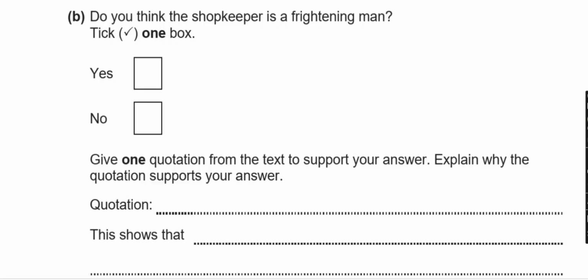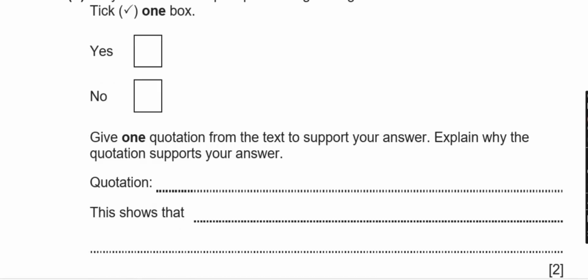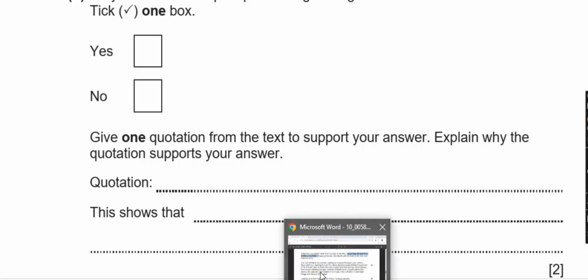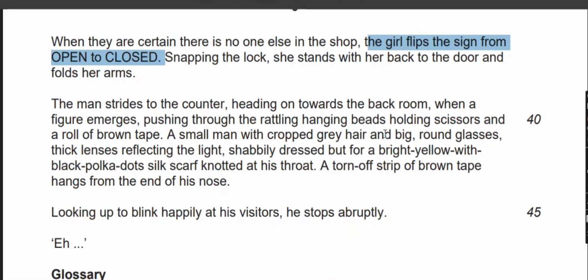do you think the shopkeeper is a fighting man? Yes or no? The same, if you said yes, you have to tell me why, and if you said no, you have to tell me why. So, if we go for yes, let's see. I need to show that he's a scary person. Round glasses, thick lenses reflecting the light. Yeah, it's a bit weird. So, he's scary. Okay? And what is the meaning of this? His eyes are hidden. You cannot see his eyes, which is mysterious and weird at the same time.